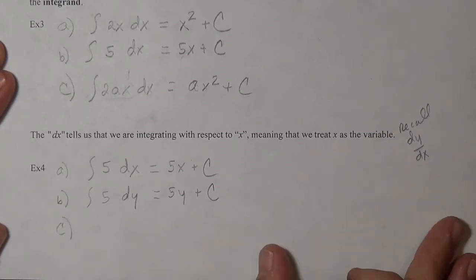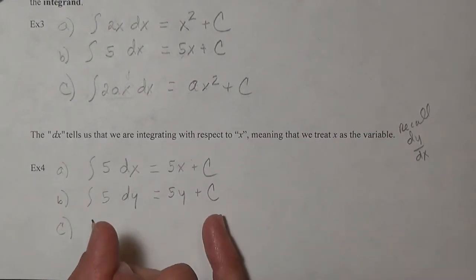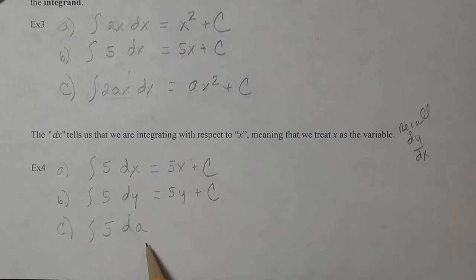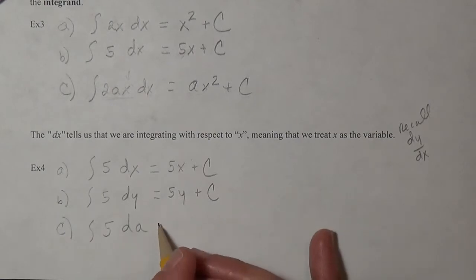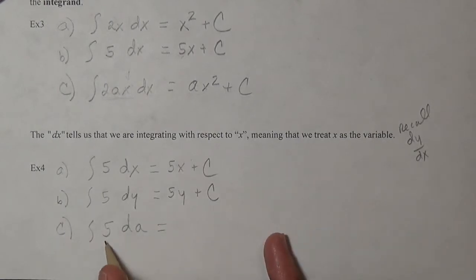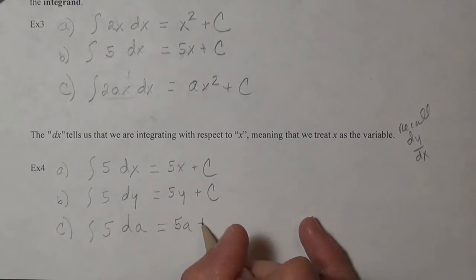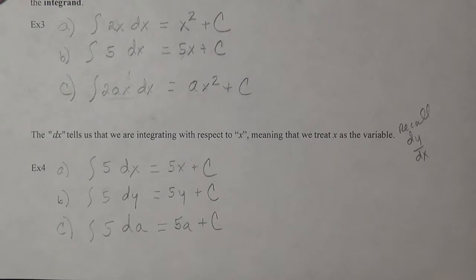Let's do a few more. For c, let's say we wanted the indefinite integral of 5 with respect to a. So now a is my variable. So an antiderivative of 5 with respect to a would be 5a, and then add all possible constants for the indefinite integral.